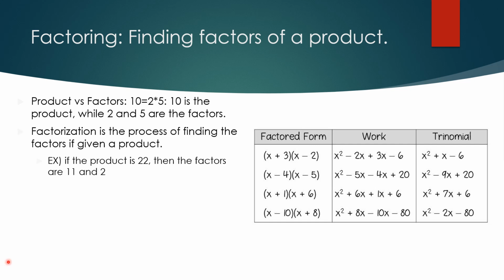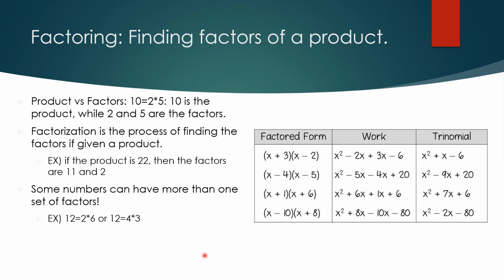Factorization is the process of finding the factors if given a product. So if we're given a product of 22, then the factors would be 11 and 2. Now some numbers can have more than one set of factors, such as 12. What we will be doing is looking at factoring polynomials.